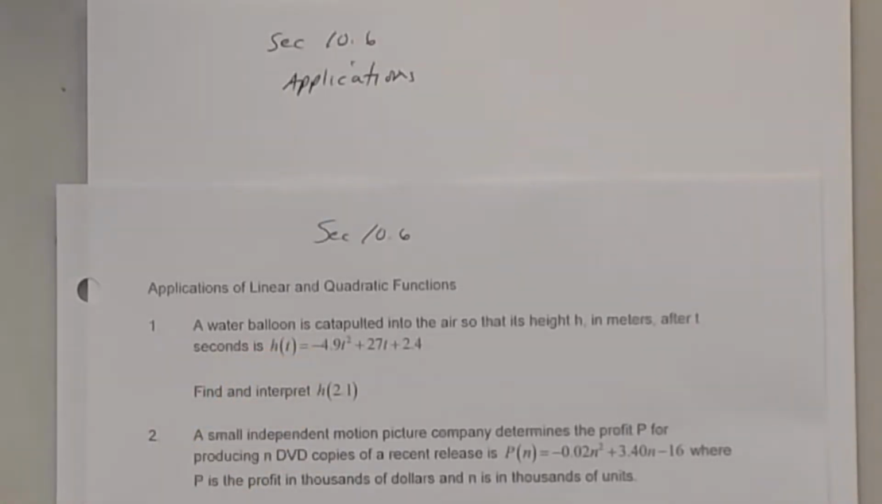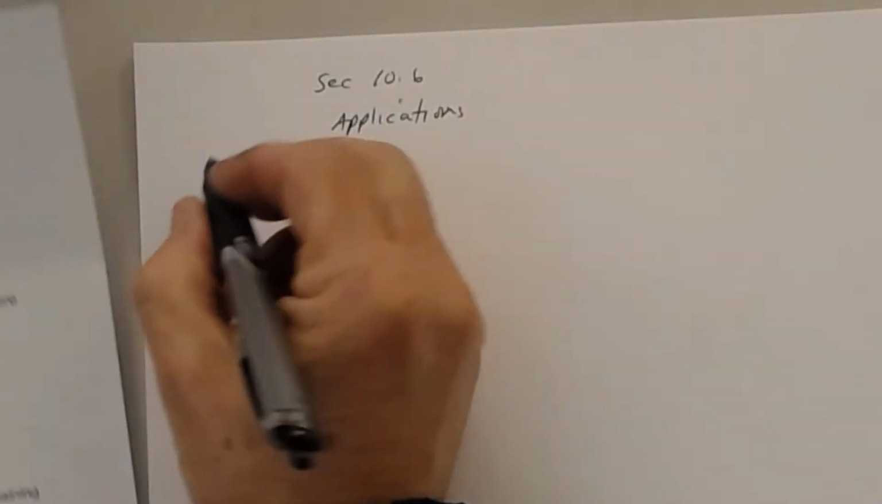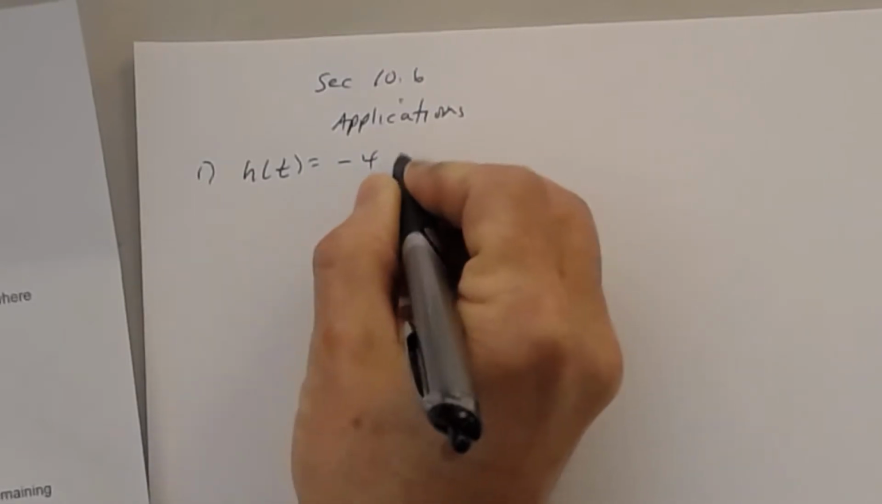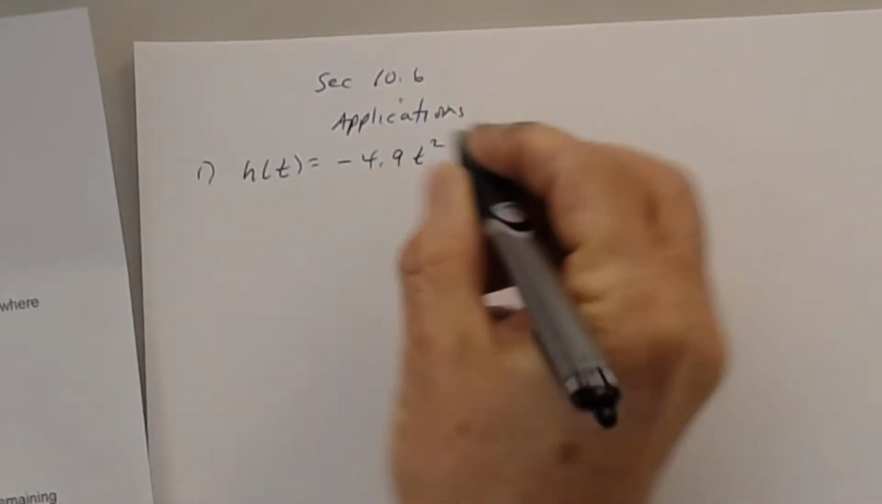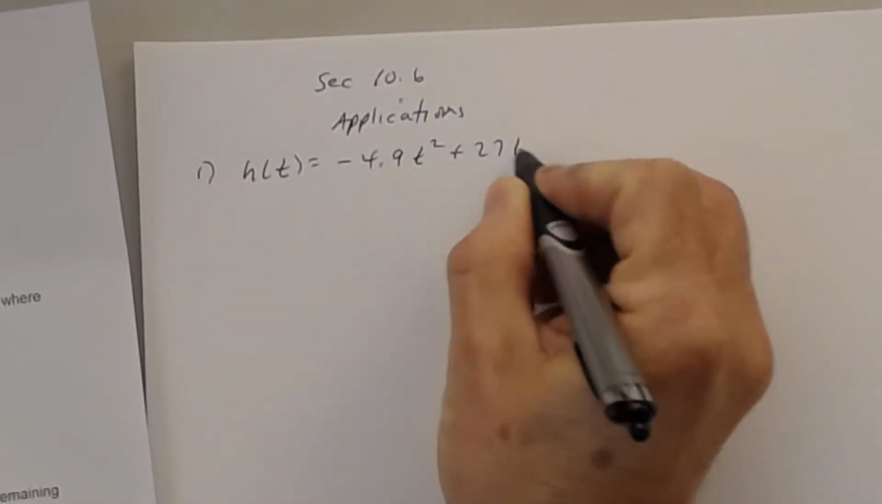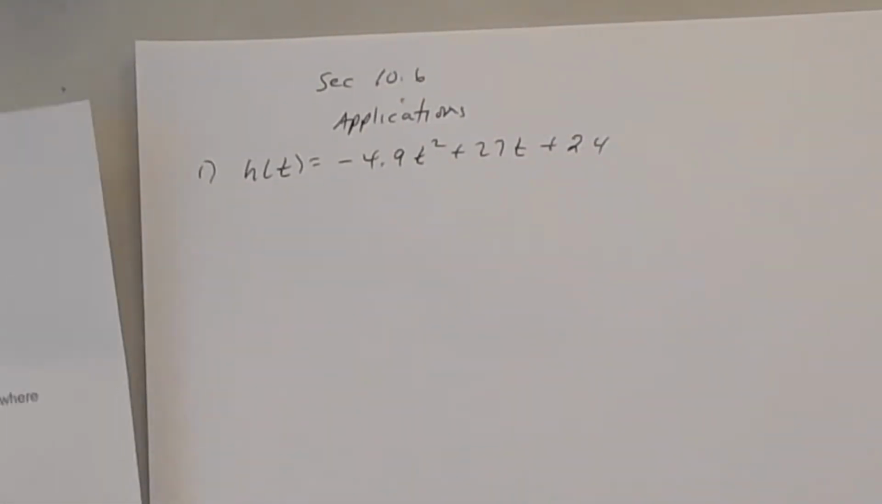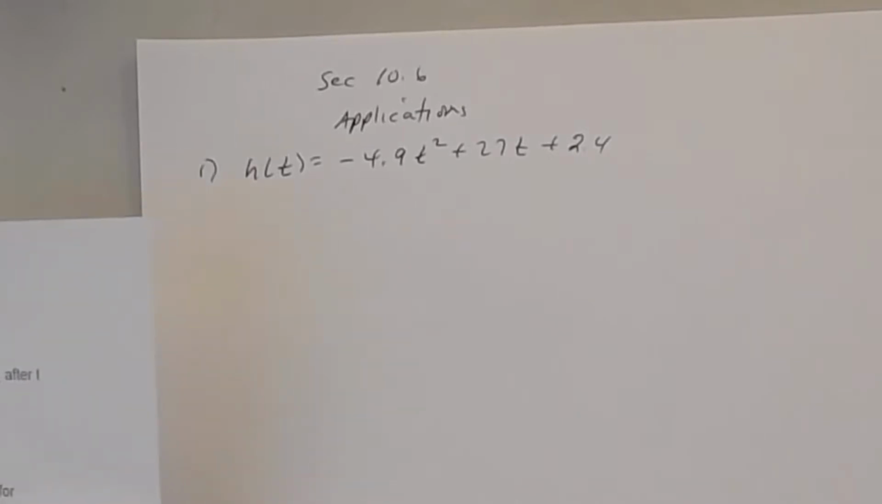So this is your function. I'm going to write this function out. So number one, you're told h of t is negative 4.9 t squared plus 27t plus 2.4. All right, so that's your function. You had functions on a previous worksheet, and on that previous worksheet, you evaluated functions. I think that was one that's due tonight, where you had to evaluate some functions, right?